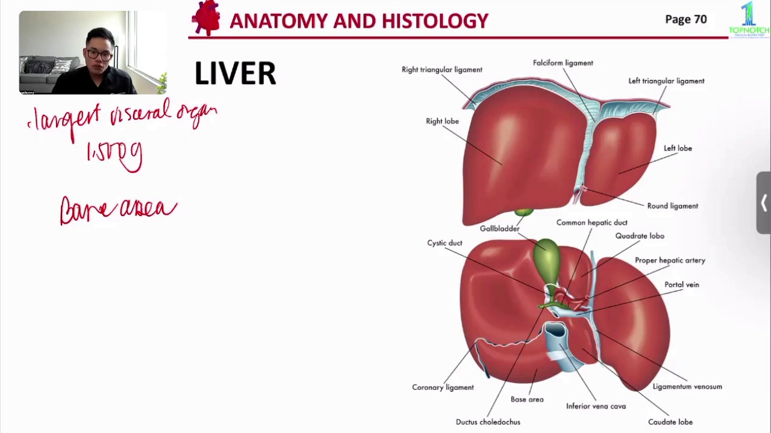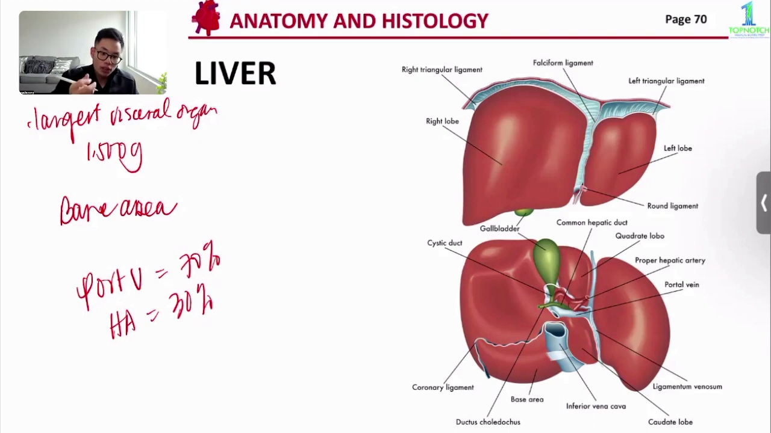You also have two vasculatures that are very important here. Your portal vein, which usually supplies 70% of the blood, as opposed to the hepatic artery, which only supplies around 30% of oxygenated blood. You have to know that the portal vein is a union of the splenic as well as the superior mesenteric vein, and the hepatic artery is actually a branch of your celiac artery.